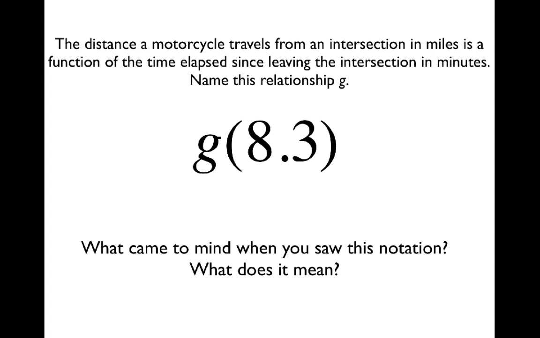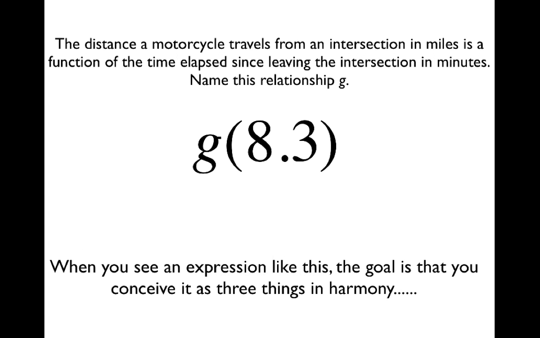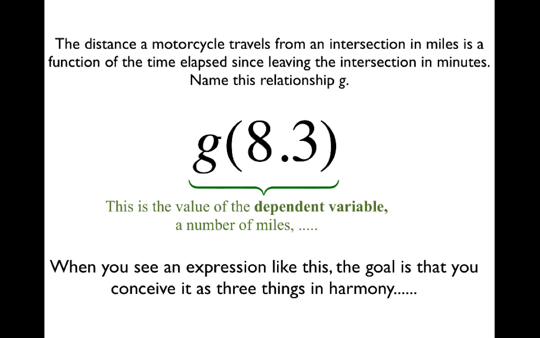As you reflect on your thoughts about what you saw, did you see possibly something of a command to do something? A command to do something. Okay, yes, that is a common misconception about what this means. This is not a command to do something. Here's what this is. When you see an expression like this, the goal is that you can see there's really three things all together, three things in harmony. First of all, the whole thing is a value of the dependent variable.